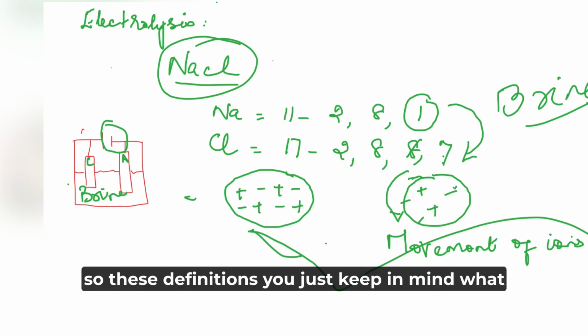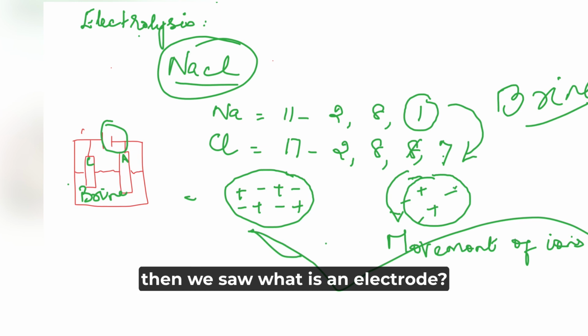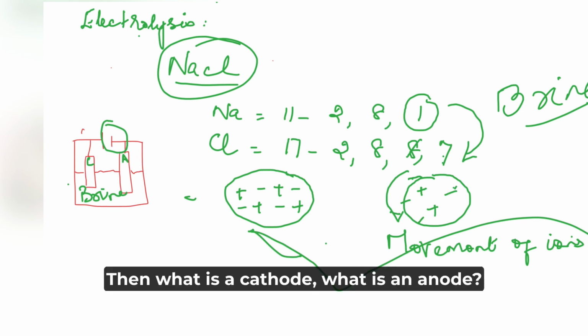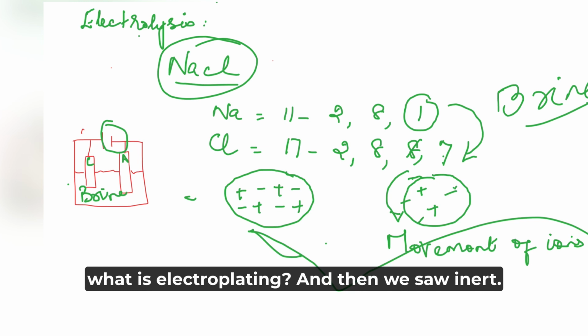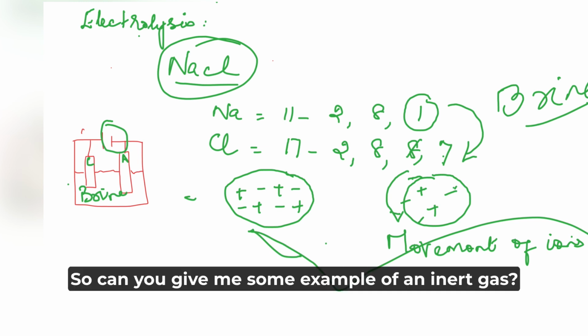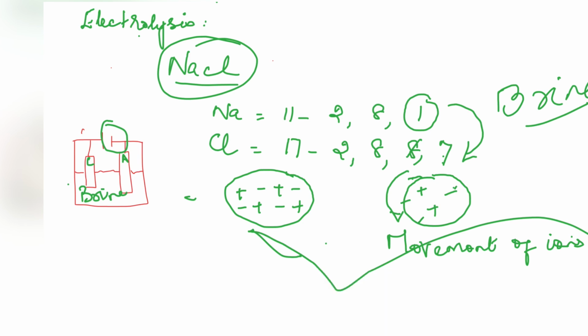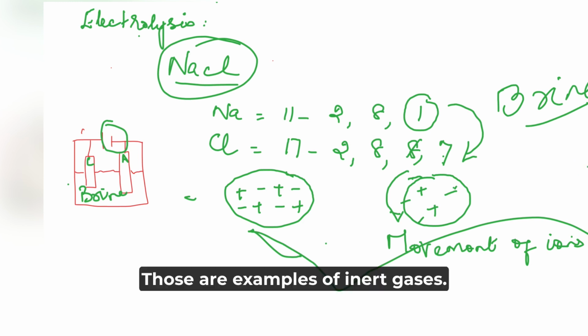So these definitions you just keep in mind what we have seen so far. First we saw electrolysis, then we saw what is an electrode, then what is a cathode, what is an anode, what is a cation, what is an anion. Then we saw what is electrolyte, what is electroplating, and then we saw inert. What is the meaning of inert? So can you give me some example of an inert gas? That would be neon, argon, helium. Those are examples of inert gases.